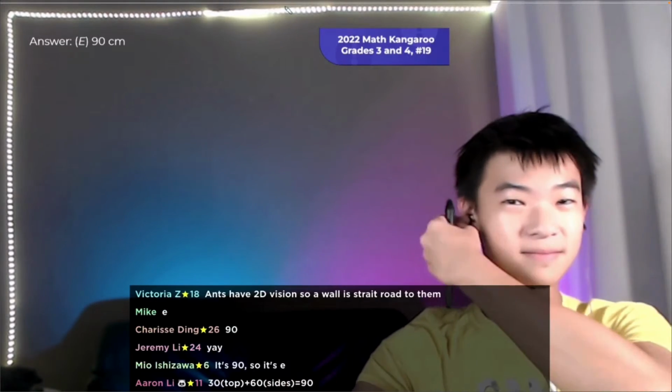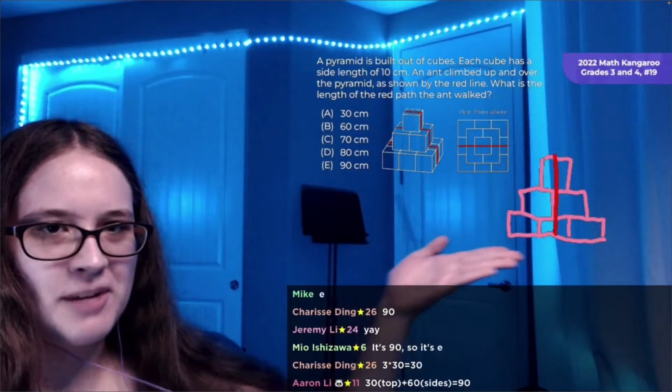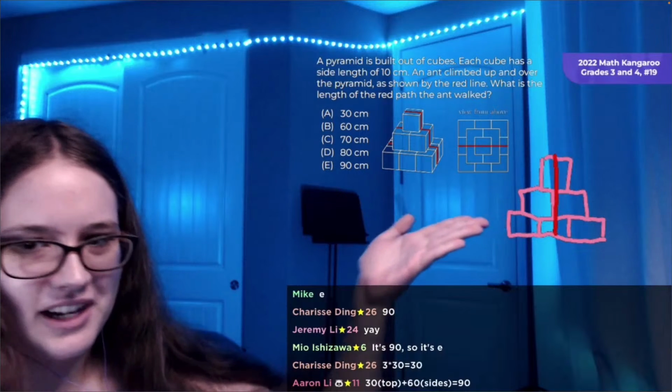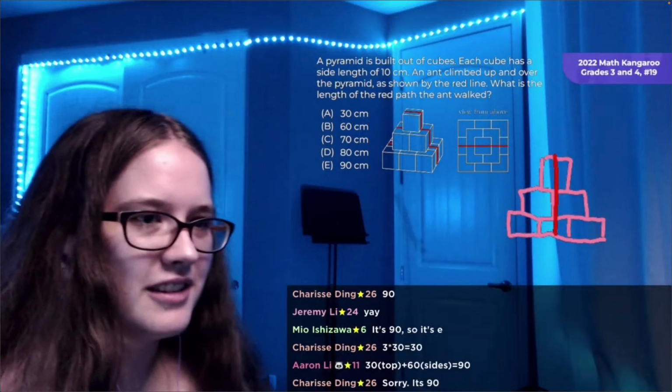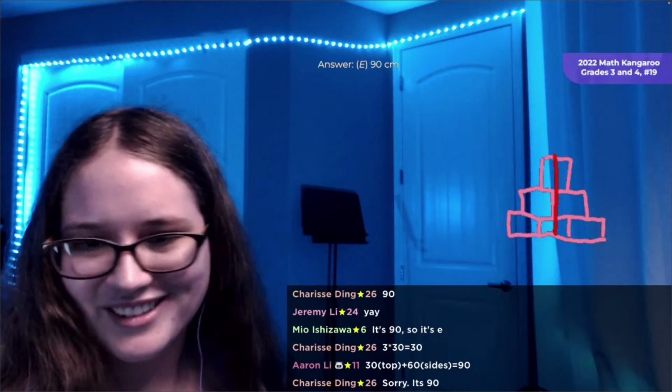Oh, and for all of you visual learners, here's a little diagram of what it would look like from the side. We've got our view from above. Here's the view from the side. So, it's very nice. Great answer, you guys.